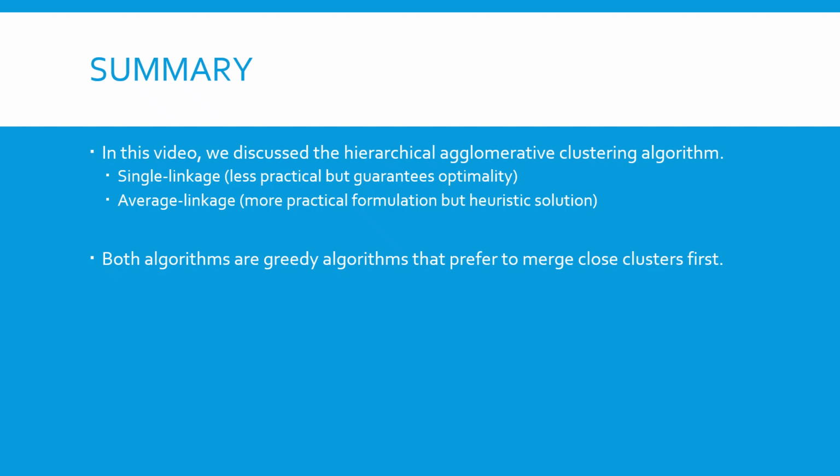Average linkage provides a more meaningful spacing measure by considering all pairwise distances between clusters. But it requires heuristics to achieve a reasonable runtime and therefore does not guarantee optimality.